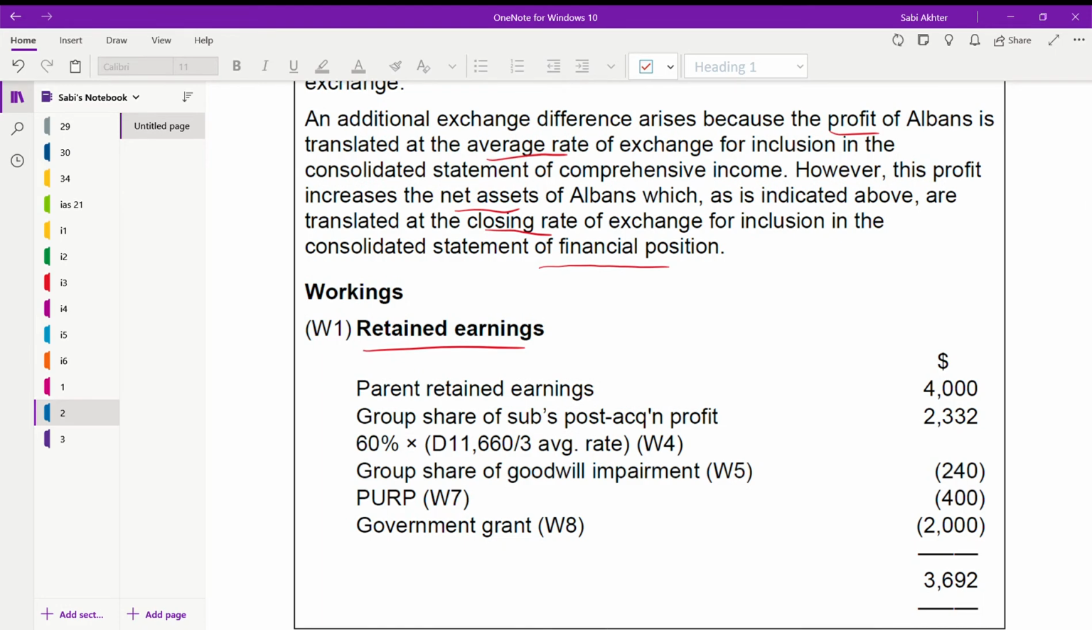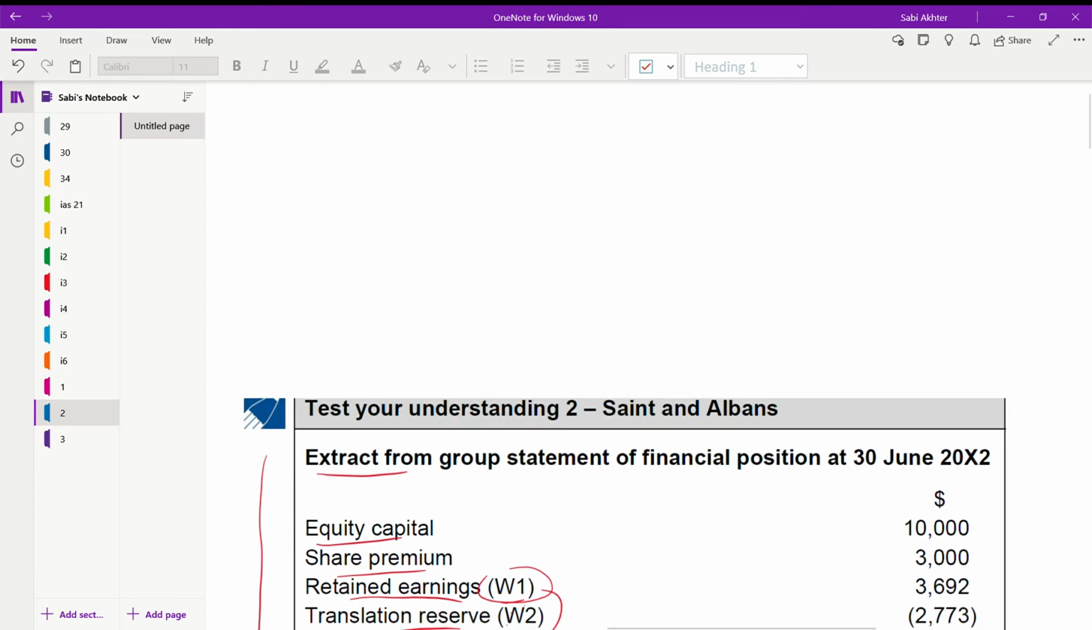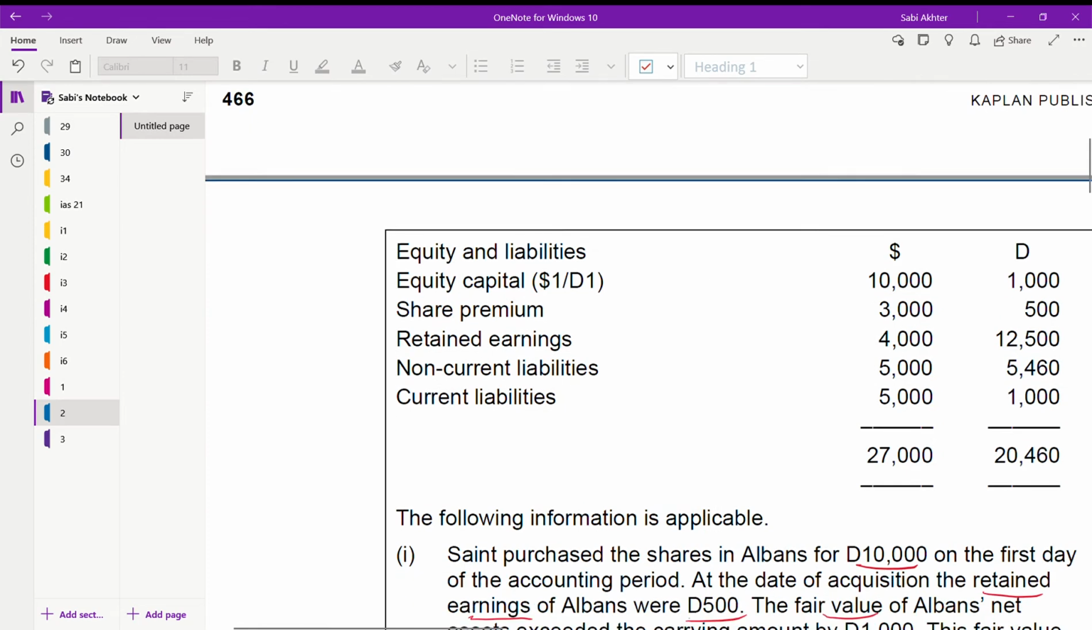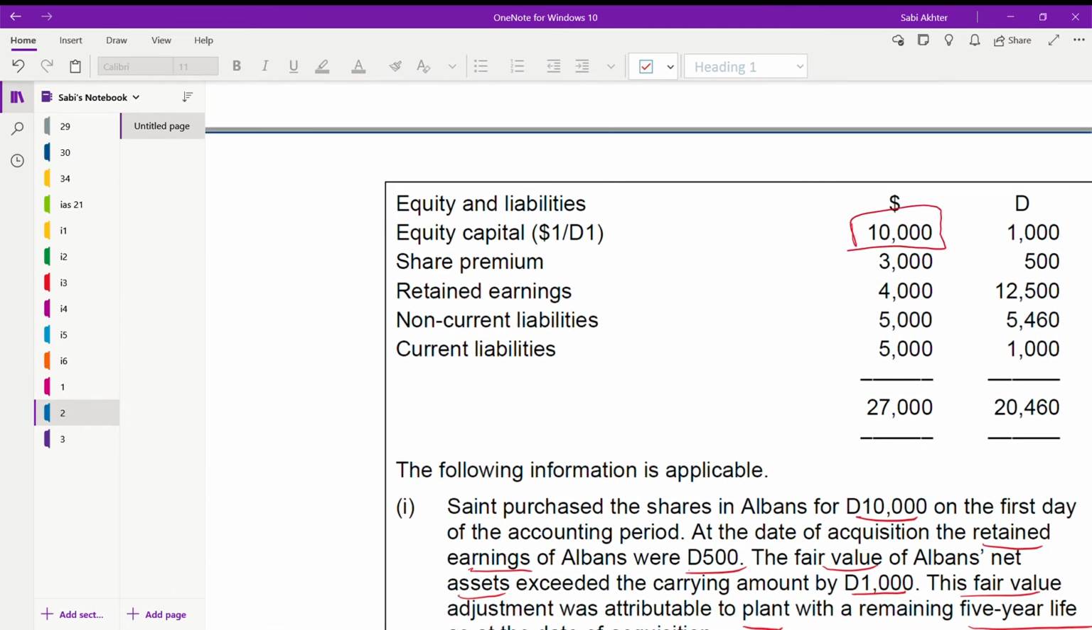So you start with the retained earnings. Because for equity, you don't need any equity capital, only the parent's you are putting, 10,000 if you see here. You're only taking this. You don't need any working. But if you see here, you need share premium, you need retained earnings. Non-current liabilities and current liabilities you don't need, because they will be eliminated. We'll see that.